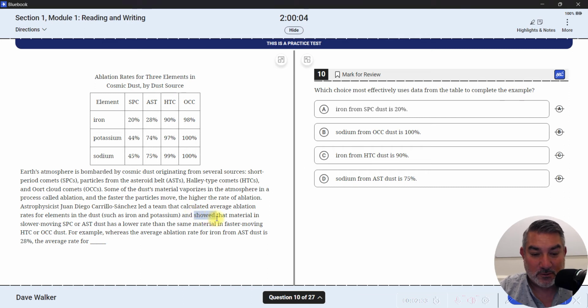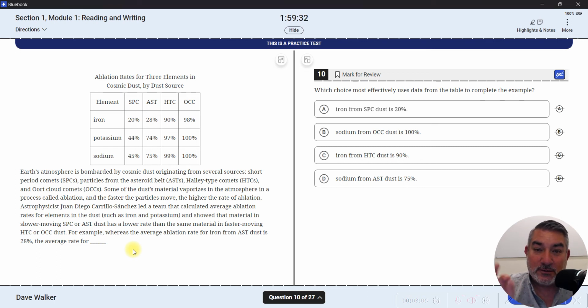What did they show, right? They showed that material in slower moving SPC or AST dust has a lower rate than the same material in faster moving HTC or OCC dust. And then we give a supporting example. Now that we've focused directly on the claim, this is before you even read the passage, because a lot of times you don't even need to read the passage, because the passage just contains stuff that is related to the claim, but really a bunch of distracting details that you do not need nor have time for.